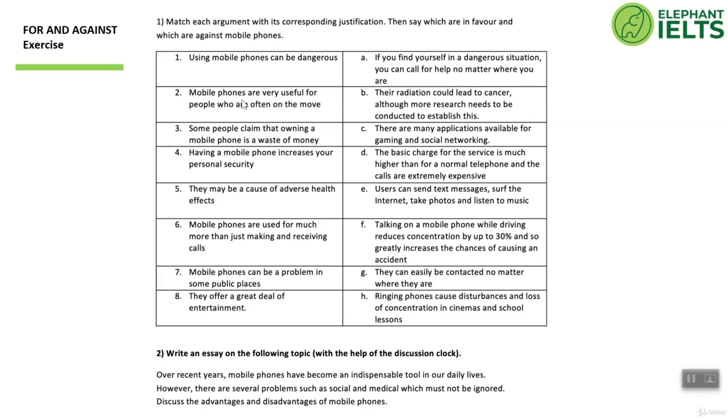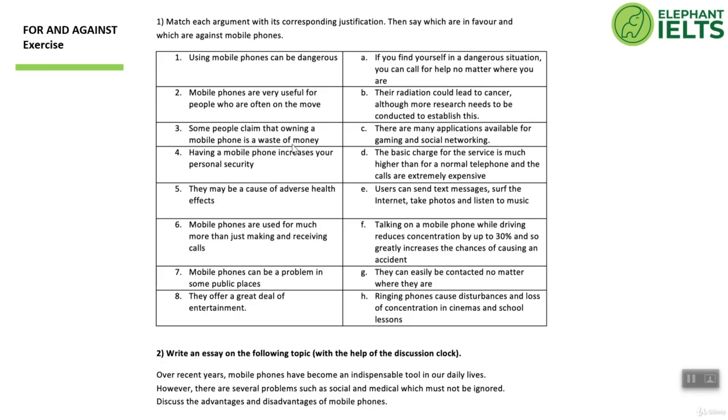Look at number 2. Mobile phones are very useful for people who are often on the move. How would you justify that? What would you choose from here? Have a look at these. Anything here? Probably G. They can be easily contacted no matter where they are. So that would be an advantage.